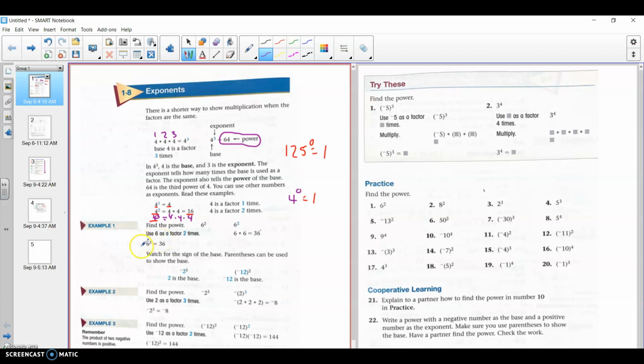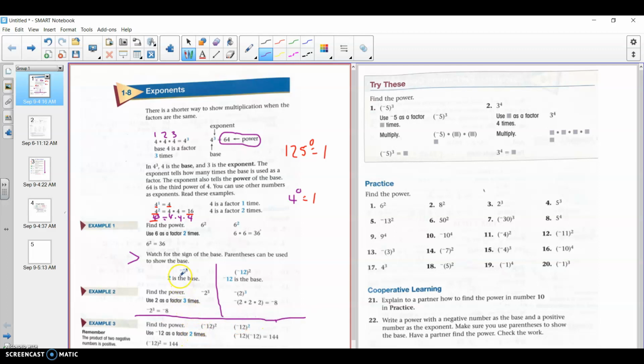All right, as you move along in today's work, just a little side note here, watch for the sign of the base. Parentheses can be used to show the base. And this is actually going to be 2 little problems here, and it will take us into example 2. I'm going to draw this little T-chart to help you not get confused. Let me fix my mess here. Apparently I can't erase anything that's off screen. So going into purple.